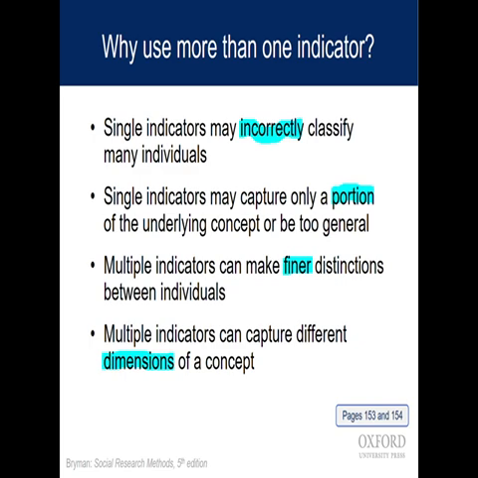So that's what we mean by refinement. If you ask more questions, then you can distinguish people who are close together and similar in their violence, but one is just slightly more violent than the other one. You have to have a fine type of measurement to be able to detect that. Multiple indicators can capture different dimensions of a concept. We've already talked about that one. Concepts sometimes have lots of different aspects of what you're studying, and you want to try to measure all of that.